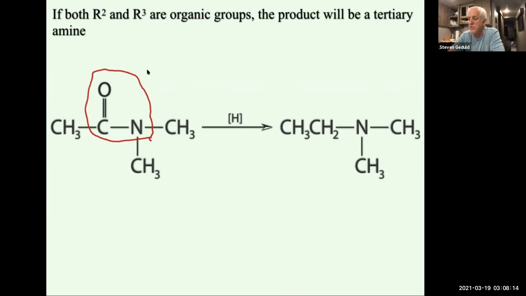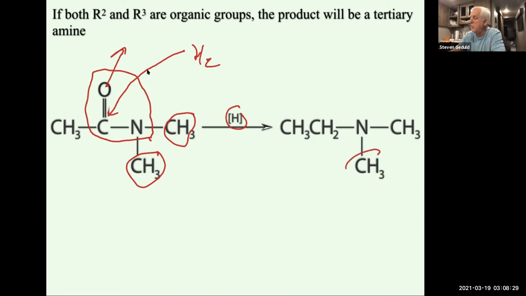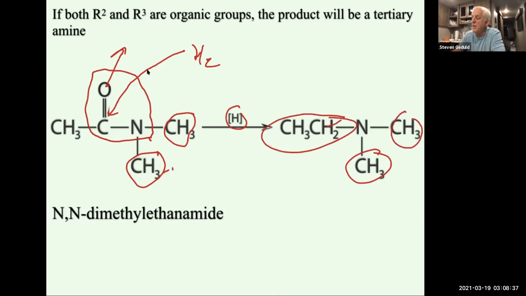So this is 3 connections. Every one of these 2 are now replaced with R groups. Okay? So we're going to reduce it. So we're going to put hydrogen. We're going to make that CH2. We're going to lose oxygen. Replace those with hydrogen. Okay? And now we're going to get 2 methyl groups attached. What we started with here, and then CH3CH2. Okay? So this would be N,N-dimethyl ethane amide.